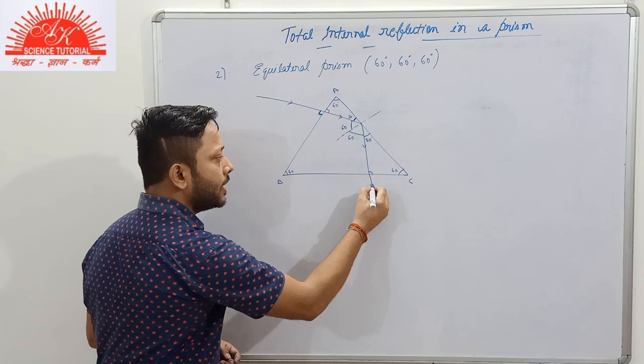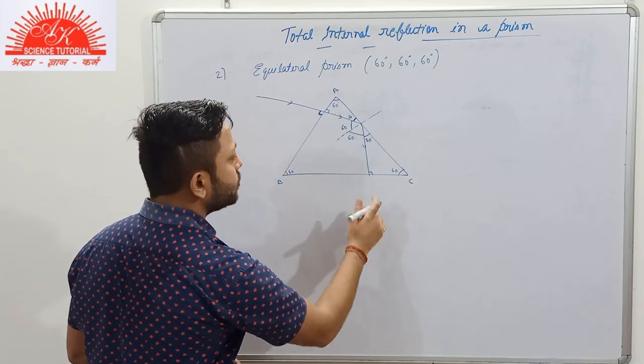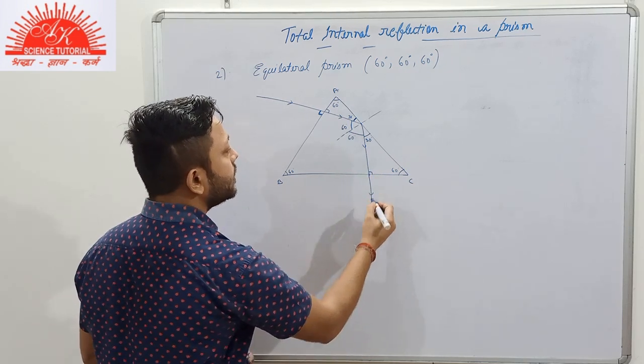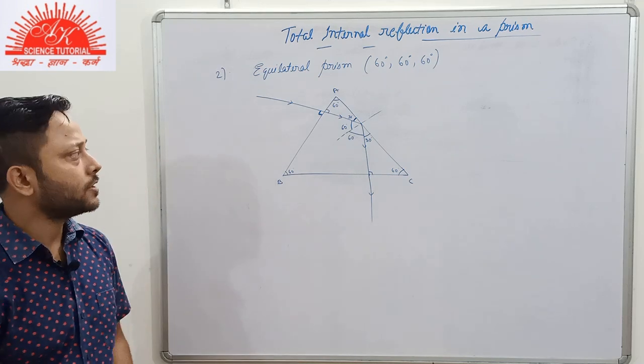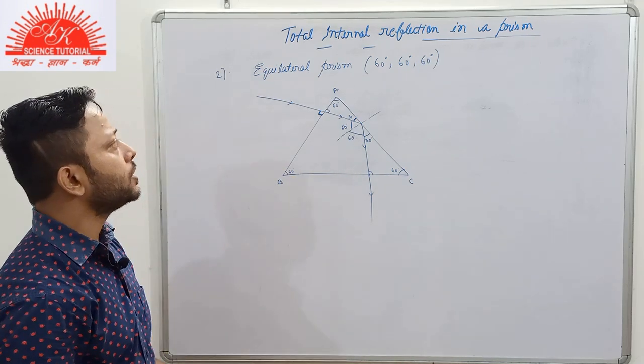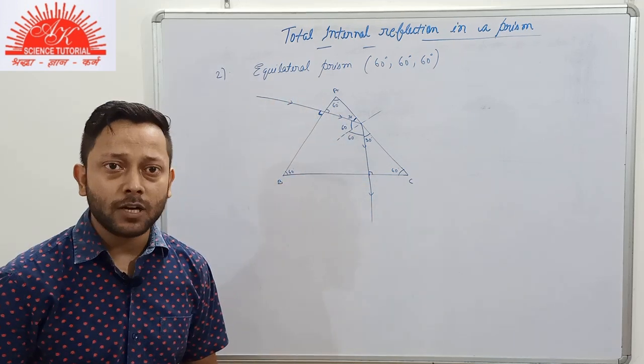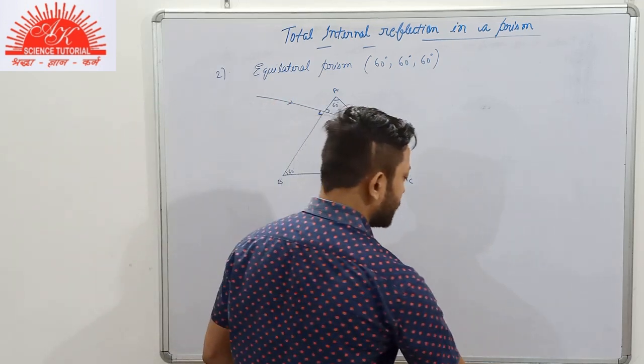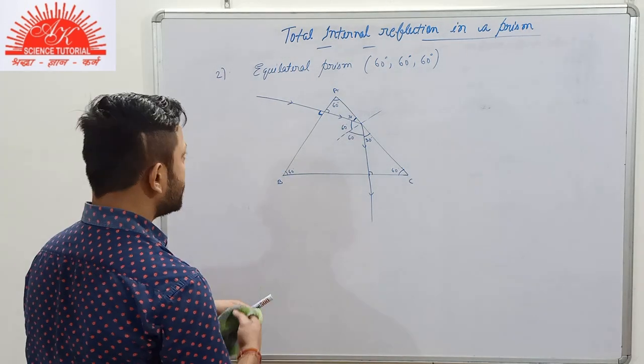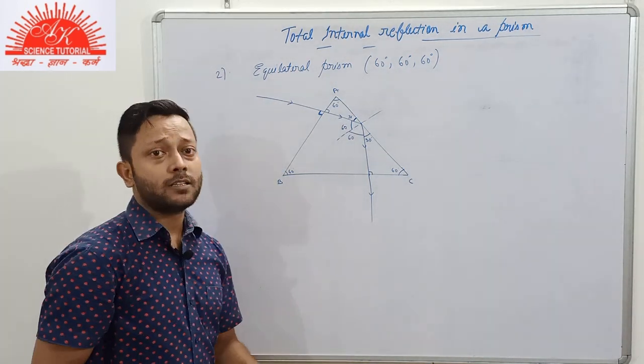As you can see here, if the incident ray is normal to the surface of separation, no deviation takes place. It is already known to you. So this was about the case of total internal reflection in an equilateral prism.